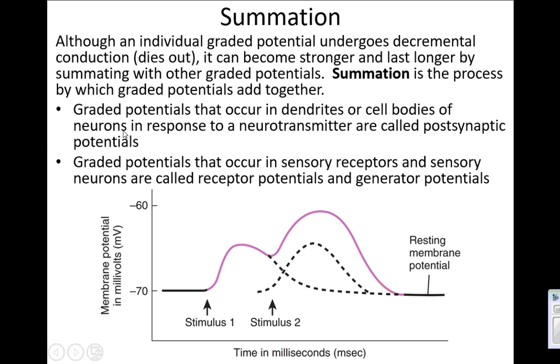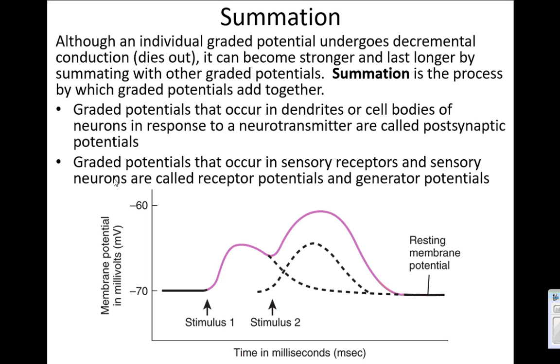Now, if a graded potential occurs in dendrites or cell bodies of a neuron in response to a neurotransmitter, we call them postsynaptic potentials. We'll talk about a postsynaptic potential later today. That'll be kind of the last thing we get to talk about. We'll talk about receptor potentials and generator potentials, which happen in sensory receptors and sensory neurons, in our lecture on sensations. So we'll kind of come back to those later in the semester.